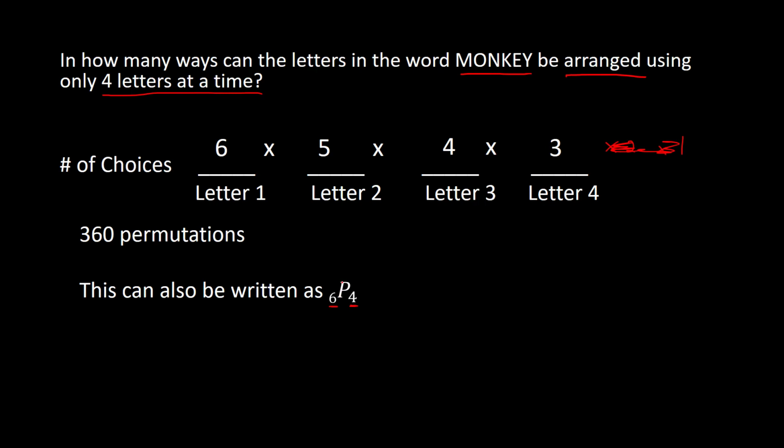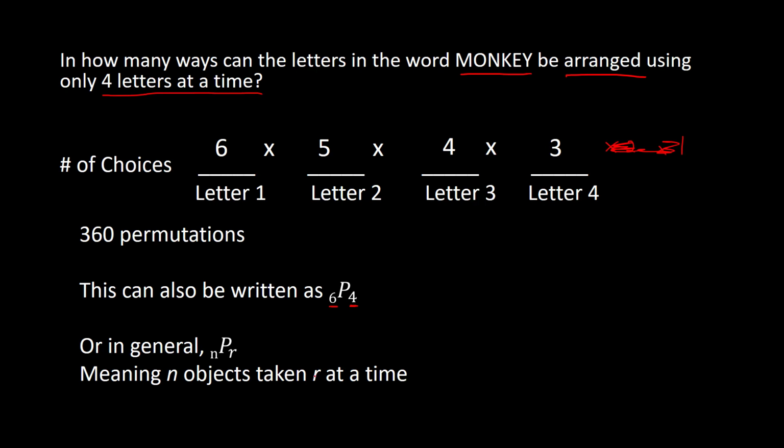Then we put a P here to represent permutation. So we'd say that this is 6P4. And that is the same way of saying what I just have written up above. Now, this is helpful because there are times when you have a lot of different options and you don't want to have to write out, 10 times 9 times 8 times. It's going to be much quicker if you can just write it like this with 6P4. So in general, we can say nPr, meaning we have n objects taken r at a time. In this case, we had 6 objects taking 4 at a time.